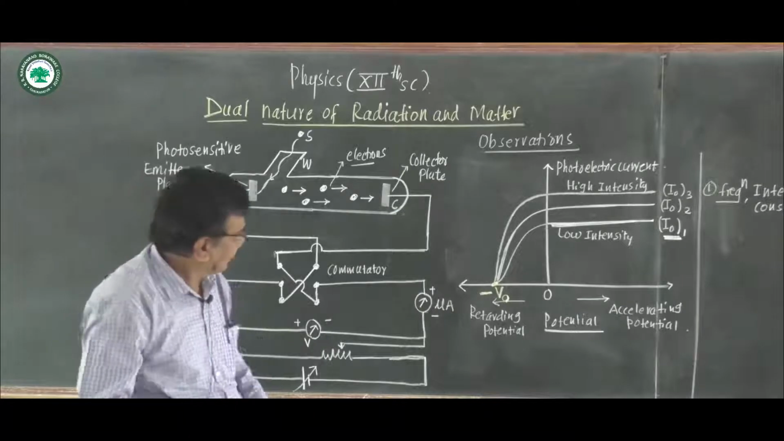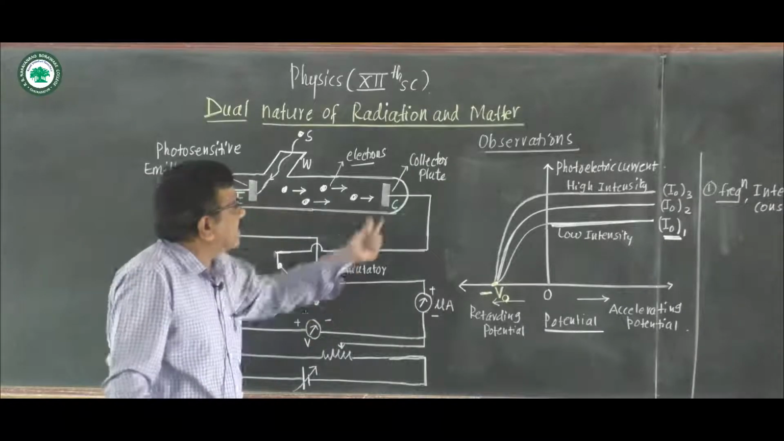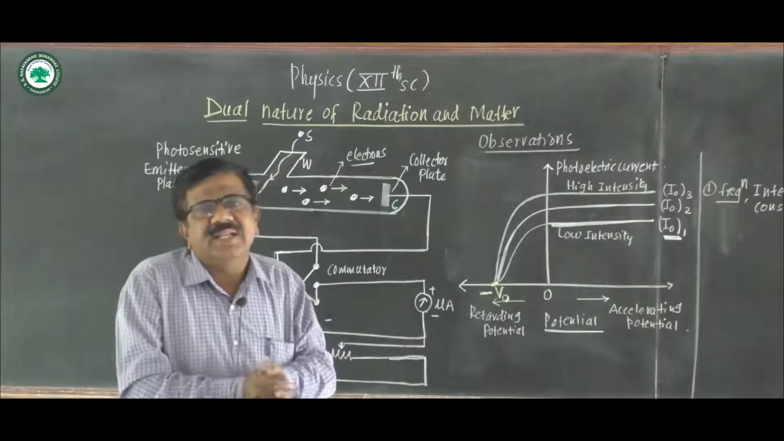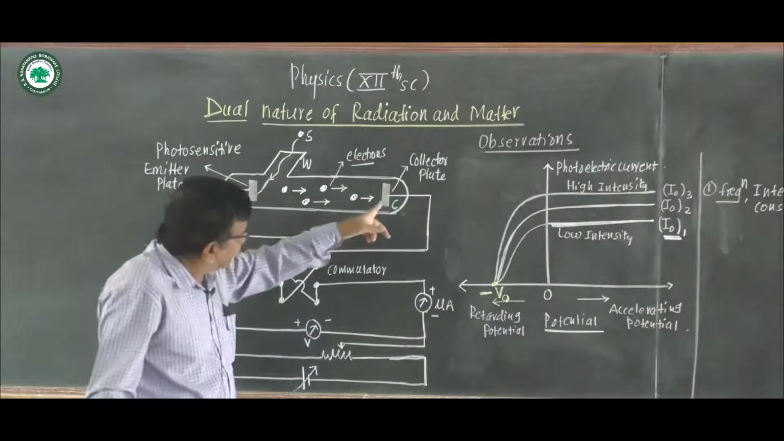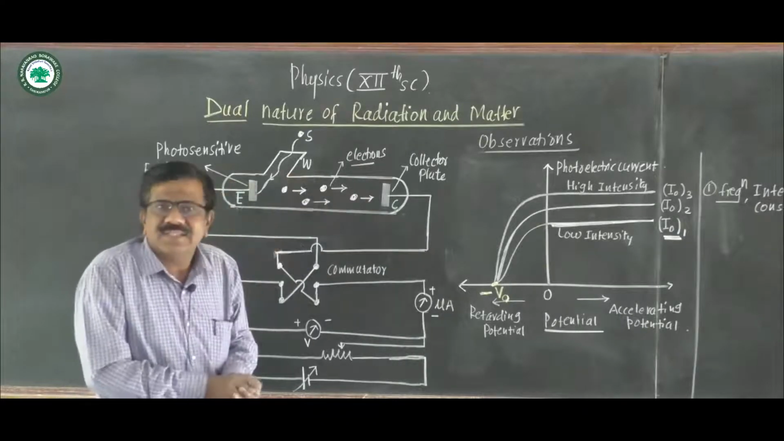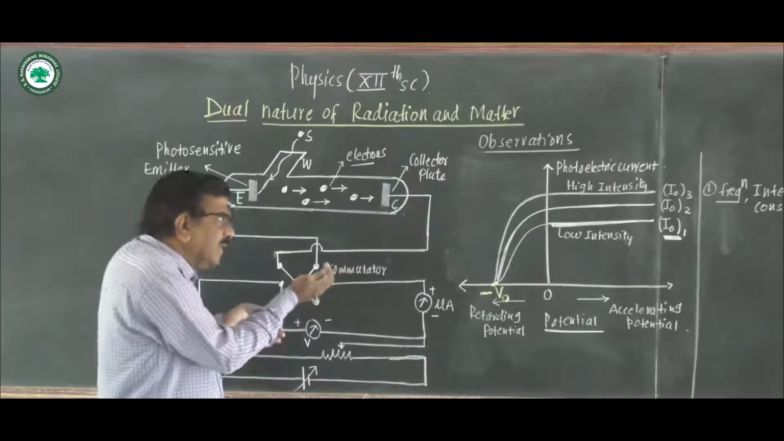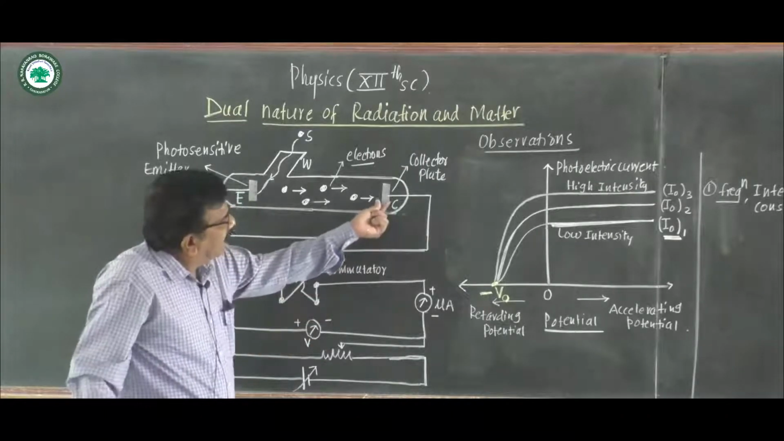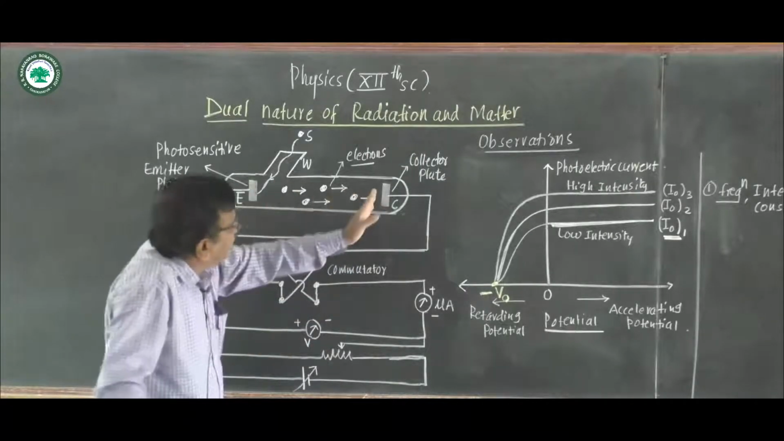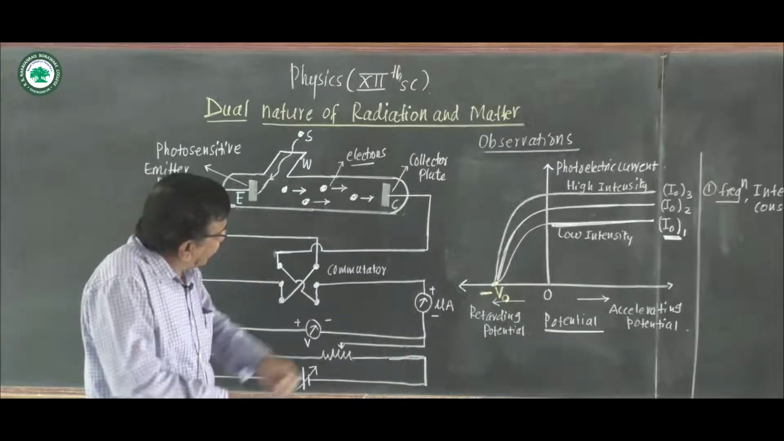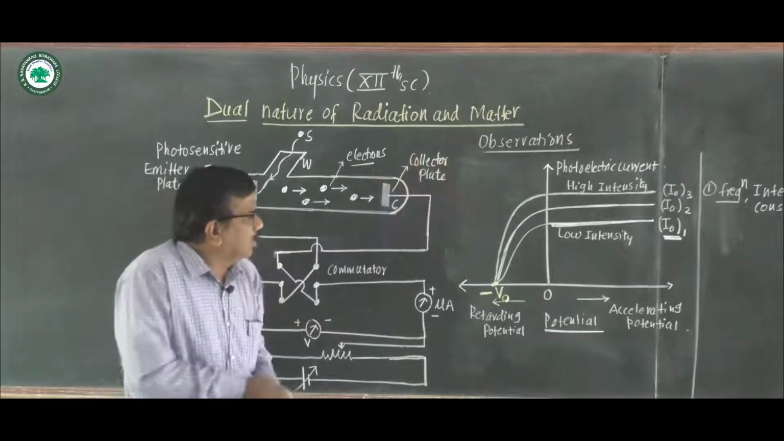See next part. Commutator key is reversed. This collector plate is now given a negative potential. As this is given a negative potential, it repels the negatively charged electrons. At a certain minimum negative potential, all these electrons are repelled by the collector, and the photocurrent becomes 0.